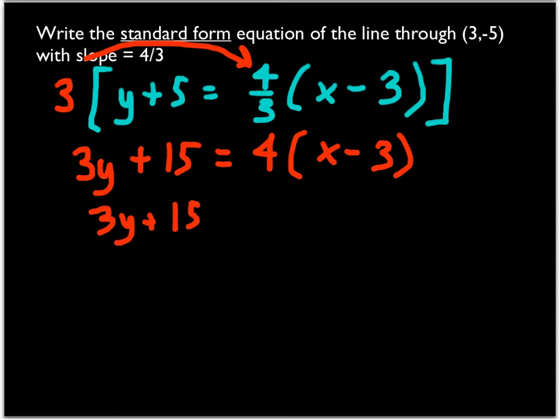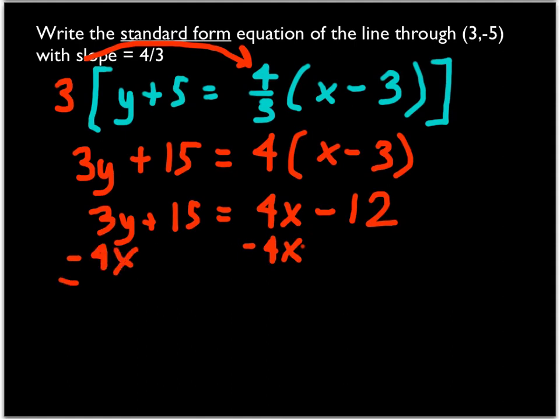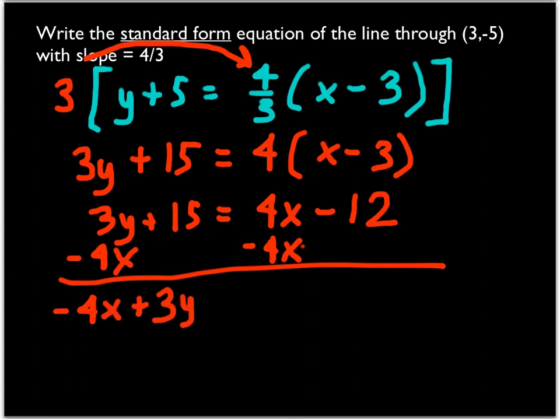So 3y plus 15 equals 4x minus 12, like that. And now I'm pretty well set, except I just have to rearrange everything. I think first of all I'll start by subtracting this 4x on each side. And I can't put together x's and y's, so I get -4x plus 3y plus 15 equals -12.